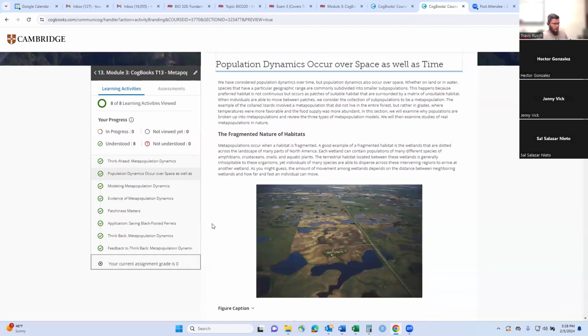So the example that they used here, I think, is kind of like a wetlands, right? So if we want to think in terms of patches, these are the ponds, right?